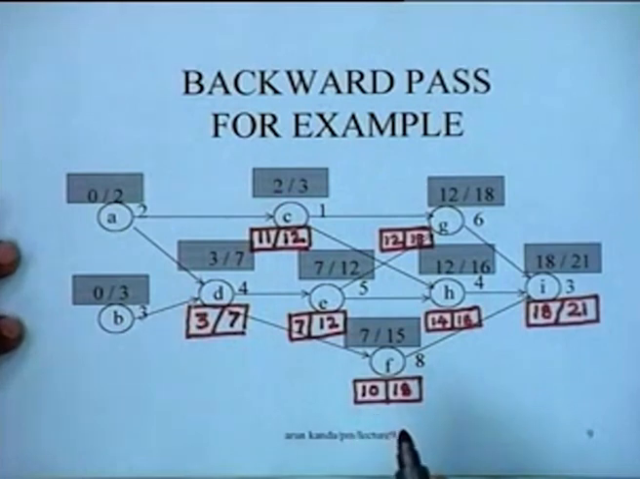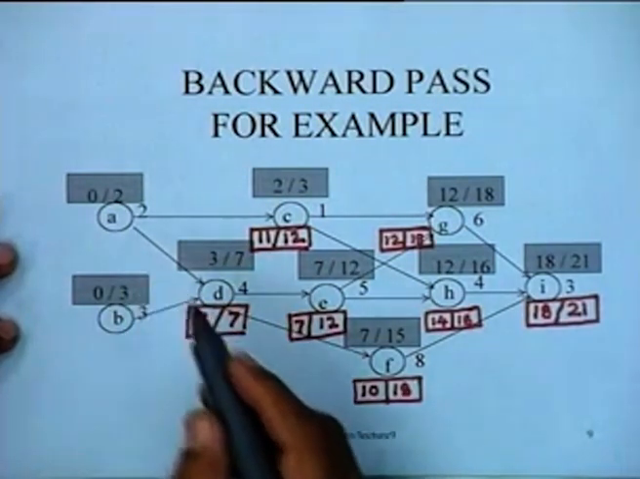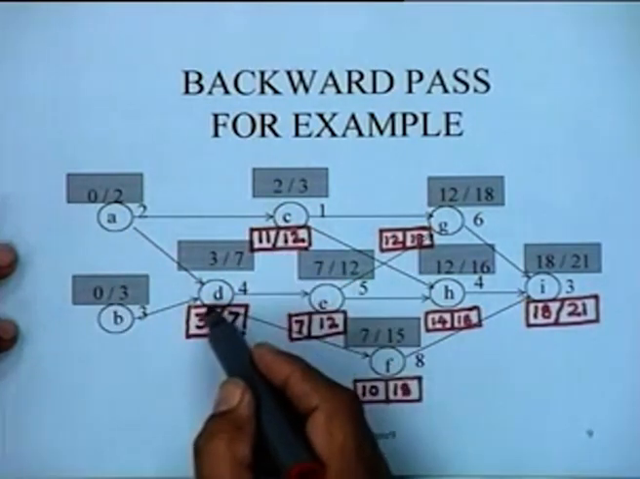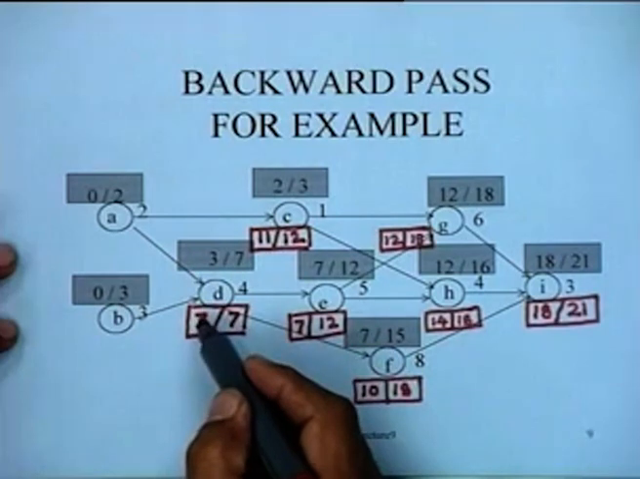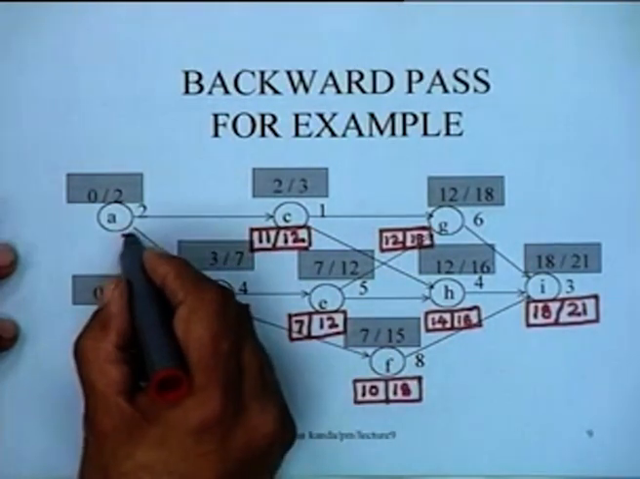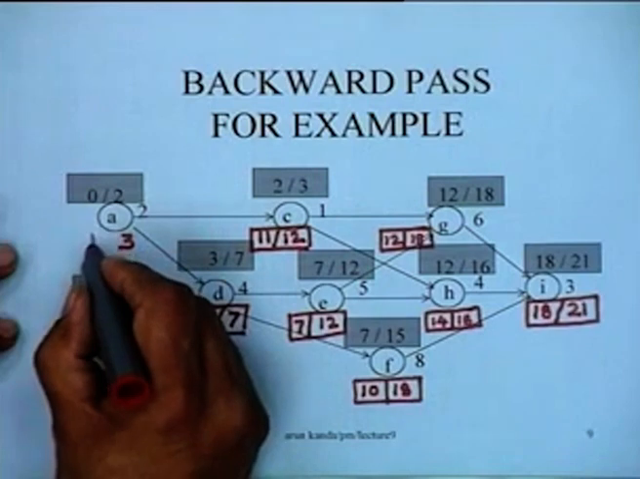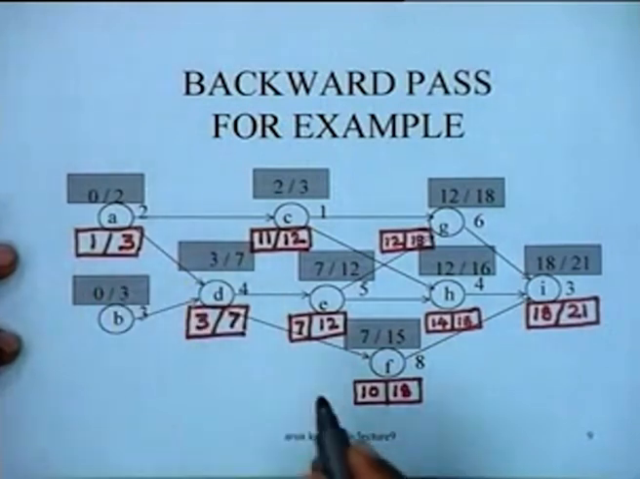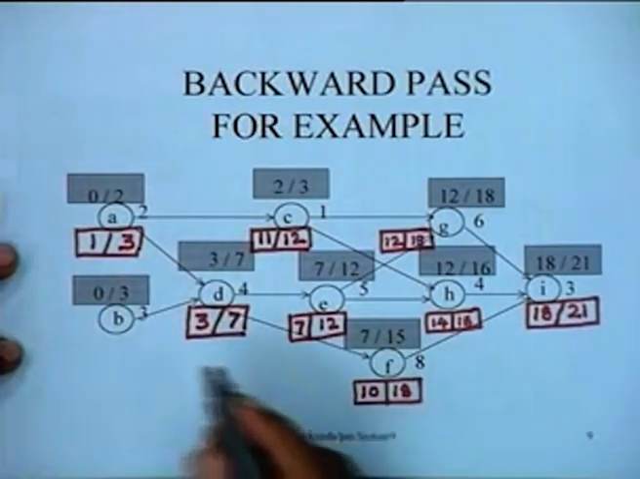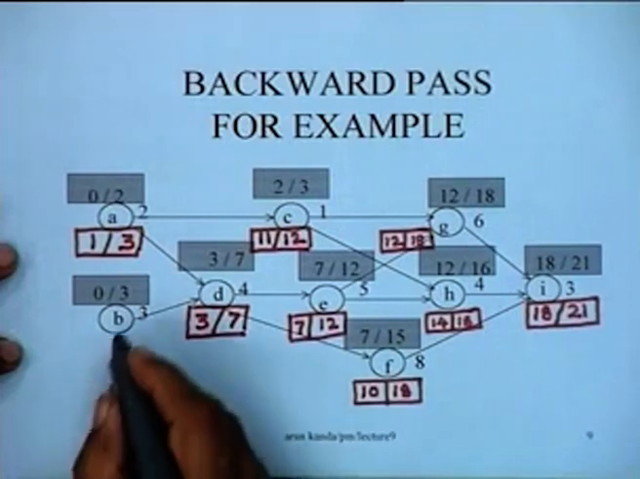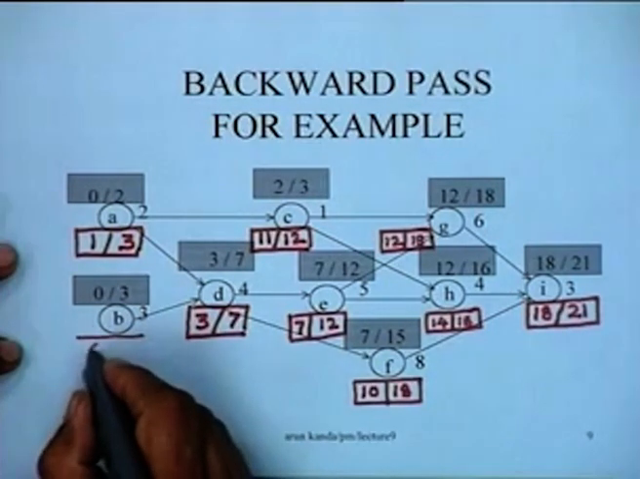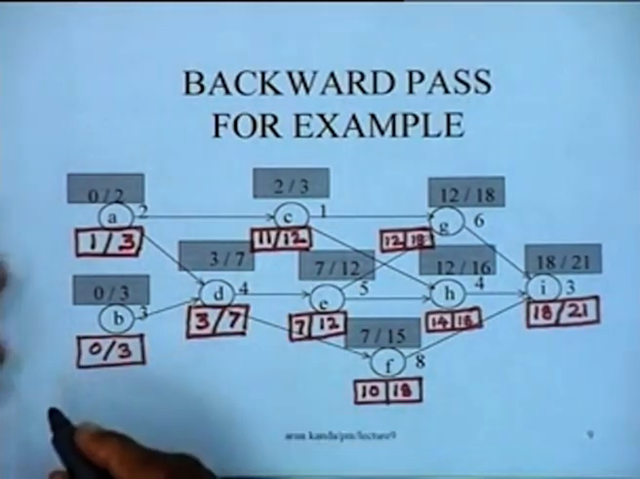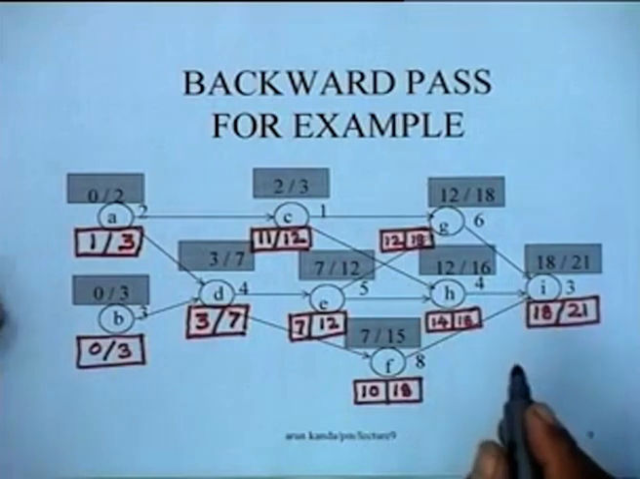And what you can see from this is that as far as job A is concerned, it has two successors again, 11 and 3 being the latest start times. So this is going to be 3 and this is going to be 1, and this is going to be the late start and late finish of job A. And similarly, when you come to activity B, this is going to be simply 0 and 3. So we have now completed a backward pass on the network and a forward pass also.